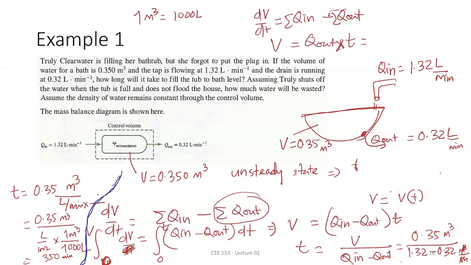So Q out is 0.32 liter per minute times this time, 350 minute. You multiply that and you'll find it in terms of liter. But if you want to convert into meter cube, then you divide by 1000. Whatever that number is in liter, if you want it in meter cube, just convert the formula. This is wasted. All right, so that's the solution.